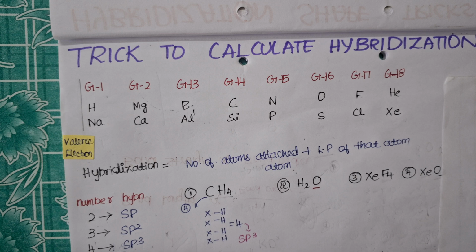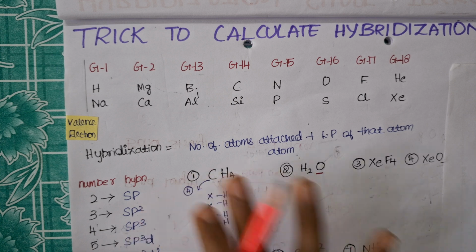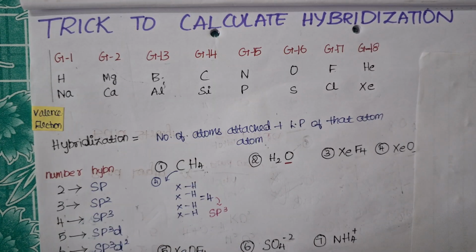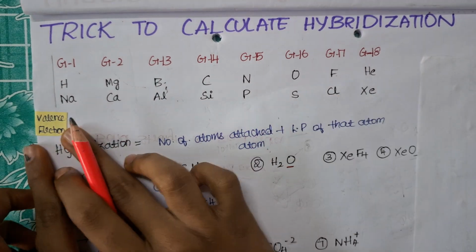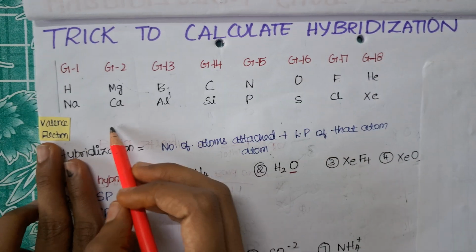Now we are coming to the important part of this video. Okay, give me a minute. So yeah, the trick to calculate your hybridization. Listen to this carefully, then you can complete any hybridization question within 10 seconds. Okay, the first thing is valence electron. This is a simple trick. It is not even a trick. Let's see what it is.